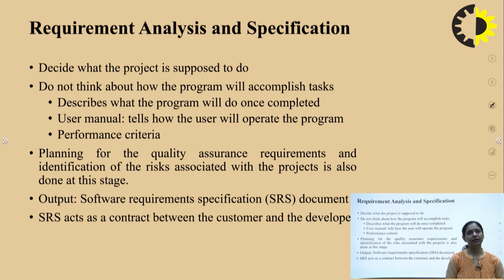Planning for the quality assurance requirements and identification of risk associated with the project is also done at this stage. What kind of risks may come at the later stages, what budget there would be, what the cost would be, all those things are also discussed in the requirement analysis and specification phase. The output, as we already discussed, is the software requirement specification, that is the SRS document. This SRS acts as a contract between the customer and the developer. So this is the first phase of the software engineering waterfall model.